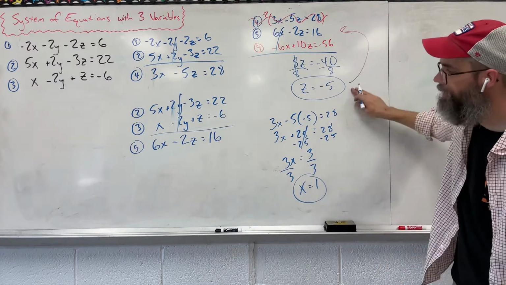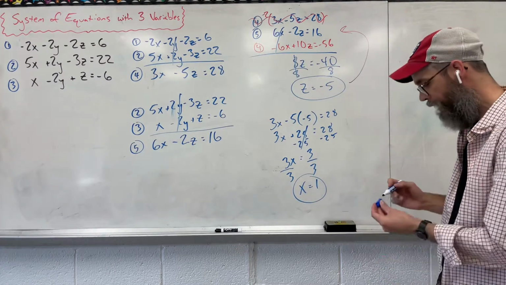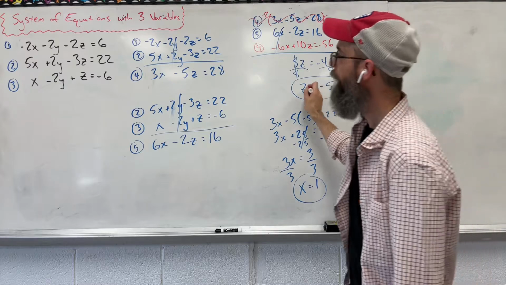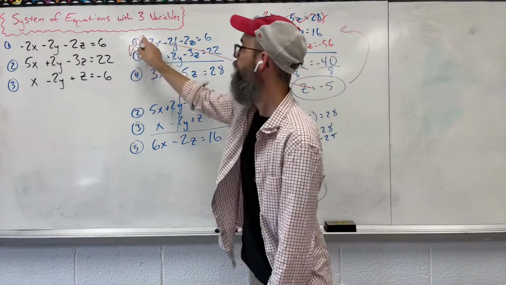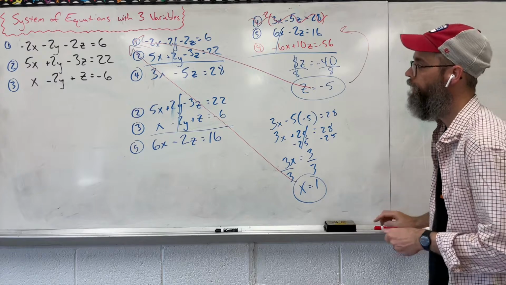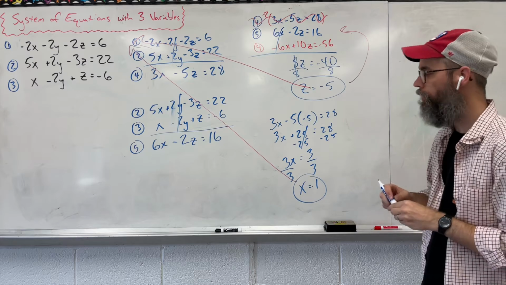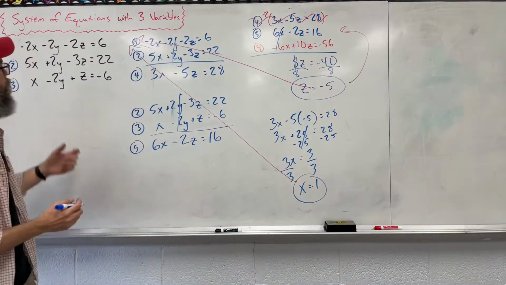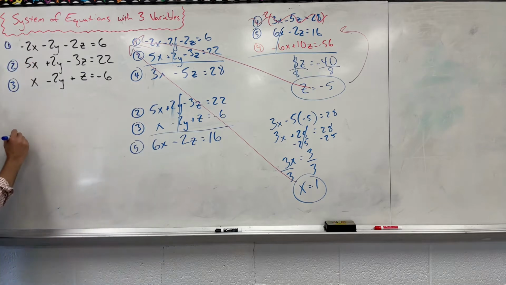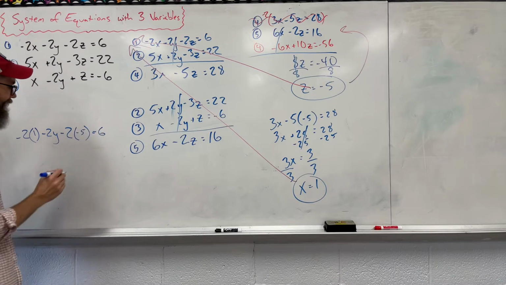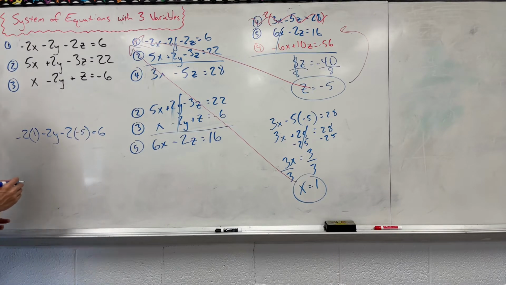Cool, we have an x, we have a z. Now we need that missing y. Well, we need to now take z and x, and we got to go all the way back to 1, 2, and 3. So pick one. Let's go for the top one. -2, -2, -2. So let's come over here. -2, my x value is 1, minus 2y, that's what we're looking for, minus 2 times z, which is -5, all over 6.